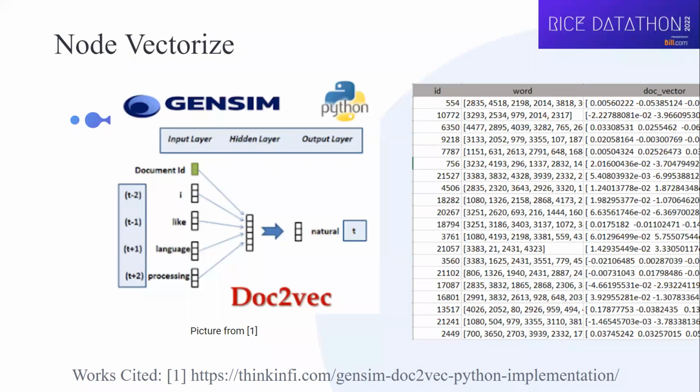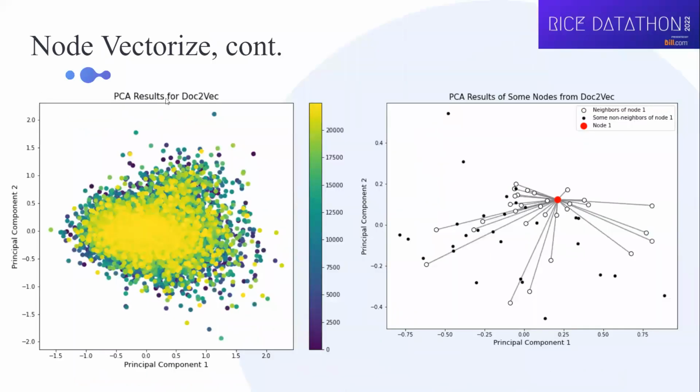That's why we use doc2vec to vectorize this. Doc2vec can take each node's information into a neural network, and the output here is a 200-dimension vector. So we can make sure all the nodes have the same vector dimension. Here you can see a 2D result of the doc2vec output.